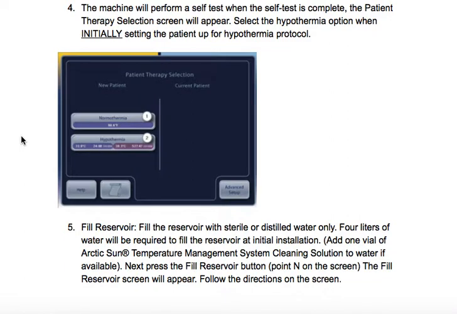Next, the machine will perform a self-test, and then when the self-test is completed, the patient therapy screen, which is the screen below here, will pop up. You basically just have to pick normothermia or hypothermia. Initially, when we're starting this, we're obviously going to pick hypothermia, so you would select hypothermia and it'll prompt you to the next screen.